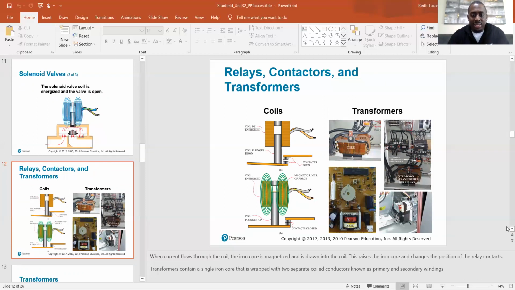Transformers contain a single iron core that is wrapped with two separate coiled conductors known as primary and secondary. So that's pretty much what I was showing you on the transformer. It's hard to see, but inside of there, there are two coils that wrap around. This side is the secondary, and this side is the primary. And it's just a coil of small copper wire that wraps around it.